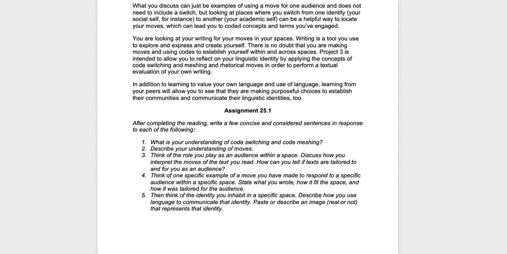Assignment 25.1. After completing the reading, write a few concise and considered sentences in response to each of the following. Number 1. What is your understanding of code switching and code meshing? Number 2. Describe your understanding of moves. Number 3. Think of the role you play as an audience within a space. Discuss how you interpret the moves of the text you read. How can you tell if texts are tailored to you and for you as an audience?